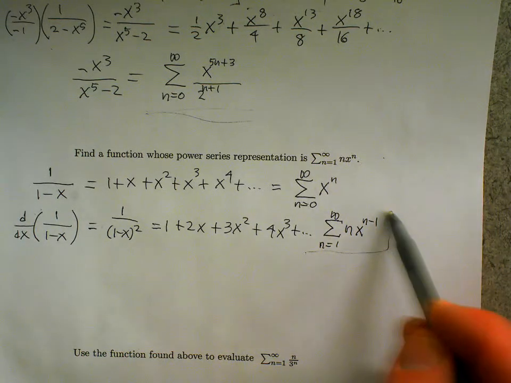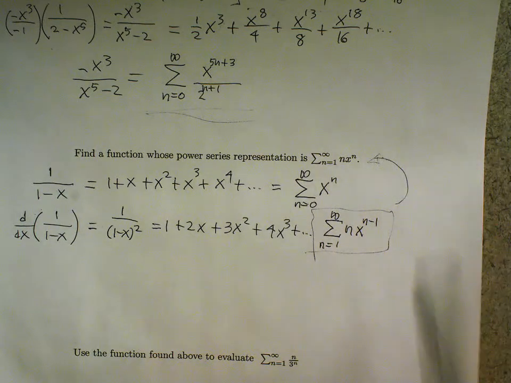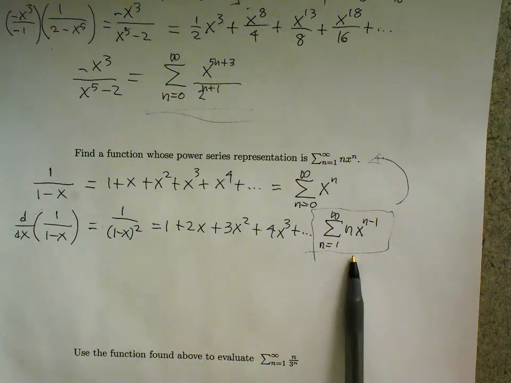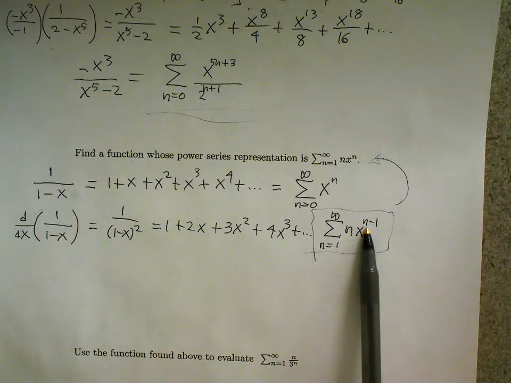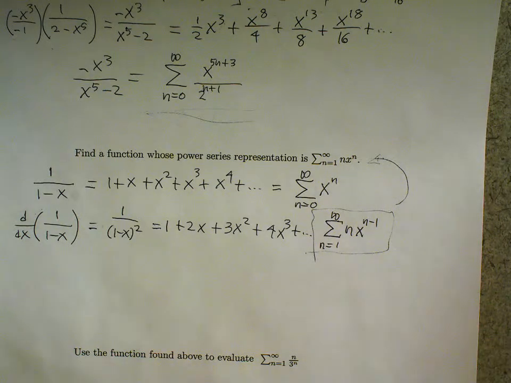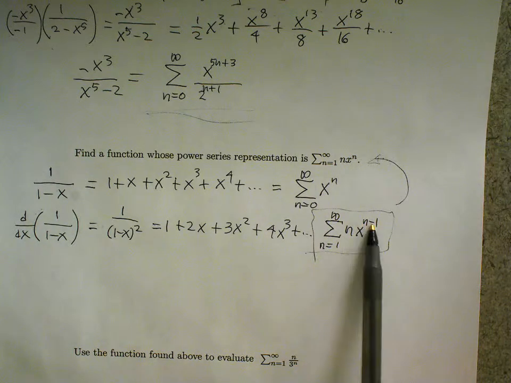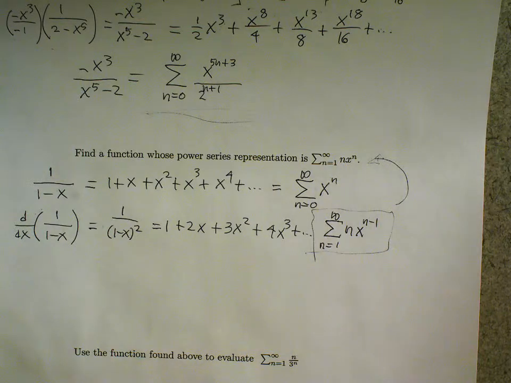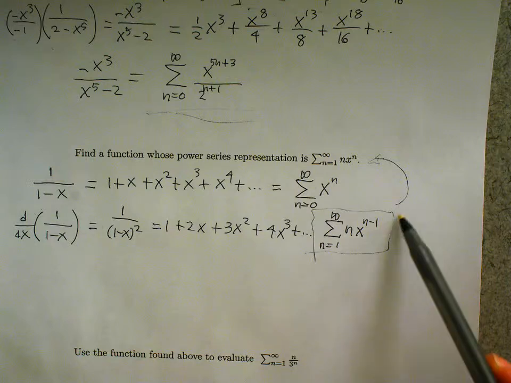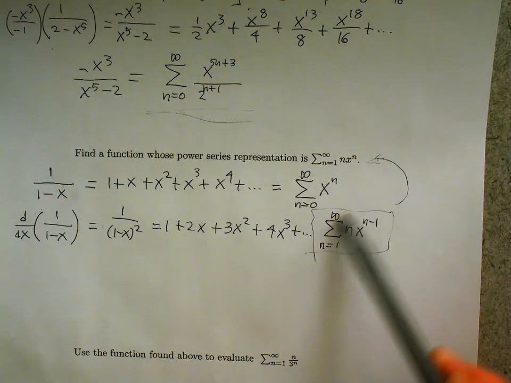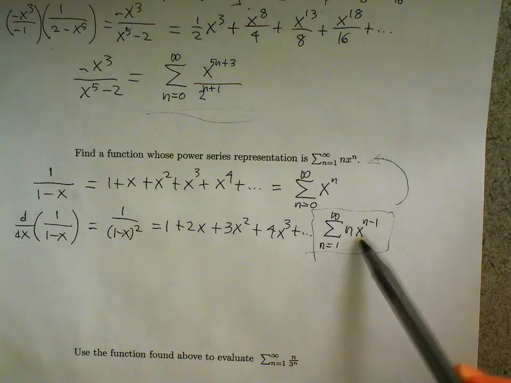Well, this is pretty close to the power series representation we want. What do we have to do next? Instead of an exponent of n minus 1, we want an exponent of n, x to the n. So what would I have to do to n times x to the n minus 1 to get n times x to the n? All I would have to do is multiply it by x, right? Because x times x to the n minus 1 is x to the n.